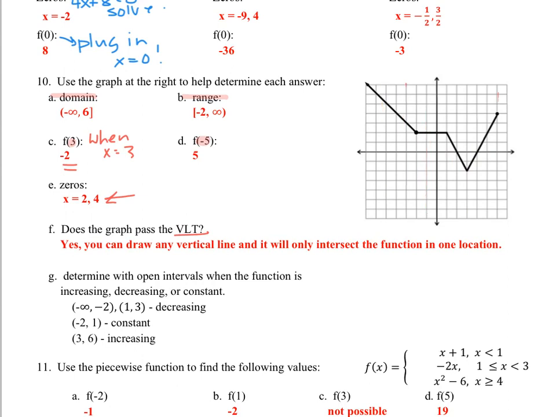So the domain goes left to right. Notice on that left-hand side, I guess I should have started with that, that left-hand side has an arrow, so it's going towards -infinity, this direction. On the right, it stops right there, so it ends at +6.